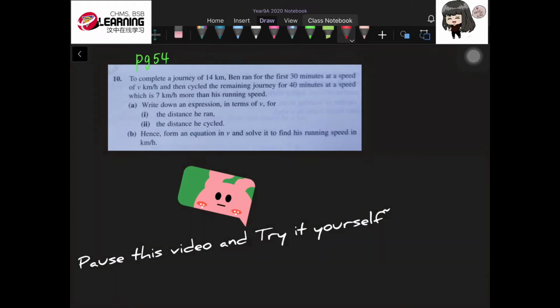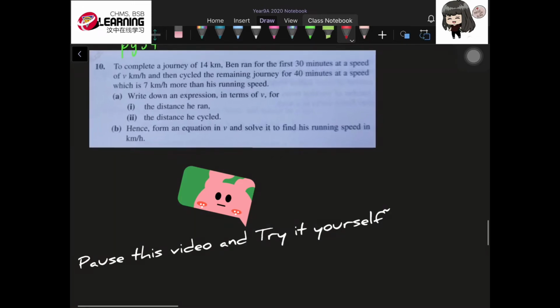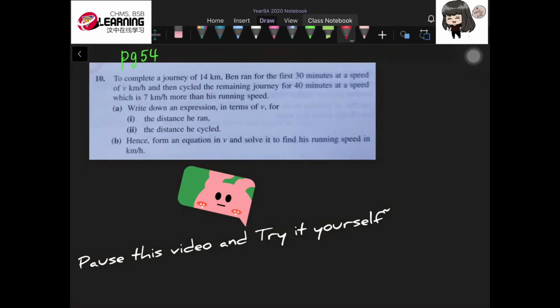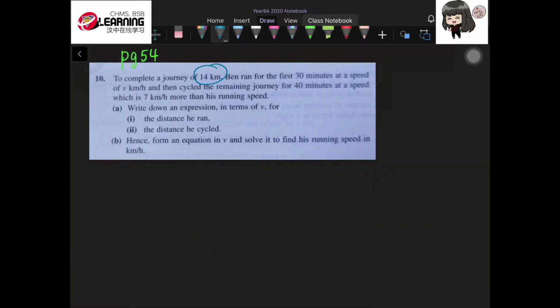So if you have already tried this, I'll explain question number 10. To complete a journey of 14 kilometers, so the total is 14 kilometers. This time it is Ben. Ben ran for the first 30 minutes at a speed of v. So he's giving you the unknown now, which is v, and then cycled the remaining journey for 40 minutes at a speed which is 7 km/h more than his running speed. It's a long sentence again, just like your Try 13. So we break it down into two parts where Ben runs and cycles.